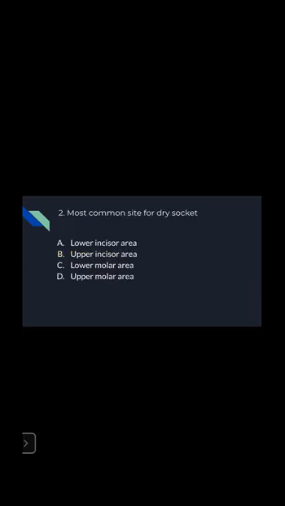The second question is most common site for dry socket. A. Lower incisor area. B. Upper incisor area. C. Lower molar area. D. Upper molar area. And the answer is lower molar area, as there is cortical bone present which has less blood supply and food accumulation is also more there.